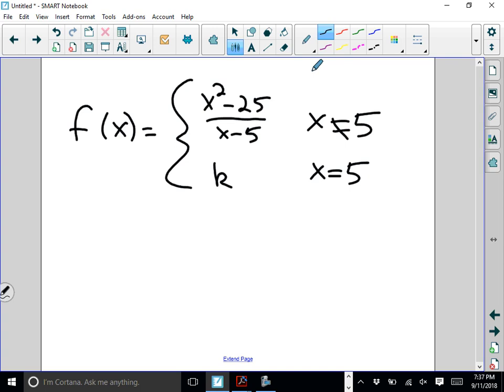And this question is going to say, what value does k have to be to make f continuous at x equals 5? So what should k be? So to solve this problem, again, we want to go through our 3 steps for continuity. So our first step is the limit.